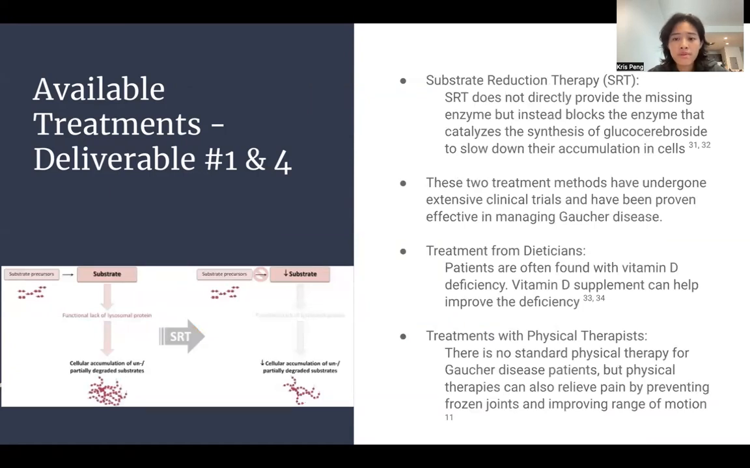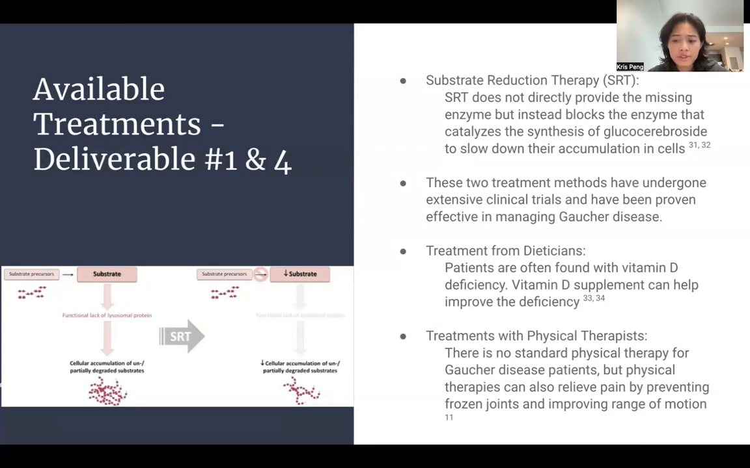It does not directly provide the missing enzyme, but instead blocks the enzyme that catalyzes the synthesis of glucocerebroside to slow down their accumulation in cells. These two treatments have already gone through extensive clinical trials and been proven effective. Patients are often found with vitamin D deficiency, so dietitians can provide this supplement to improve the condition.